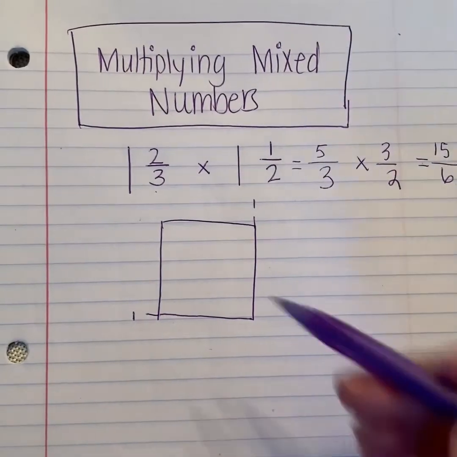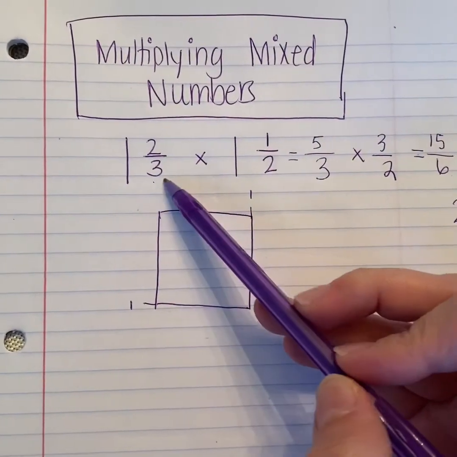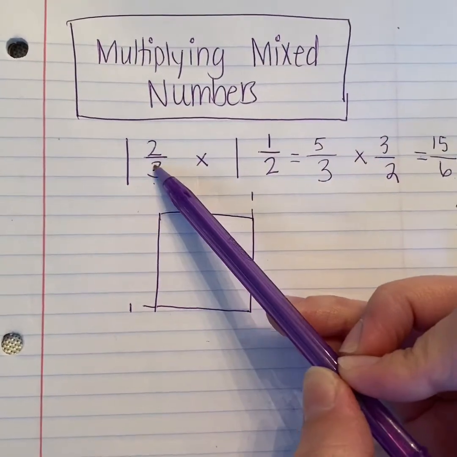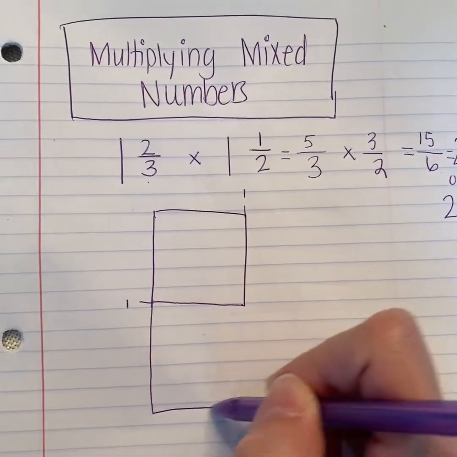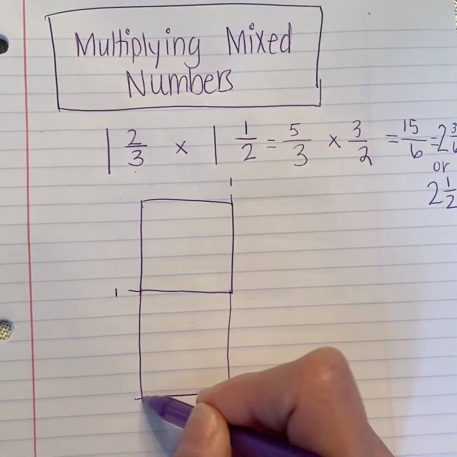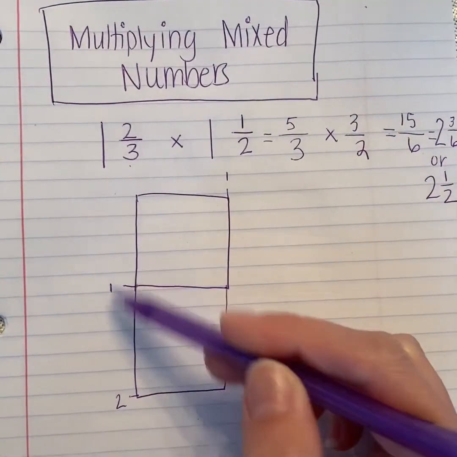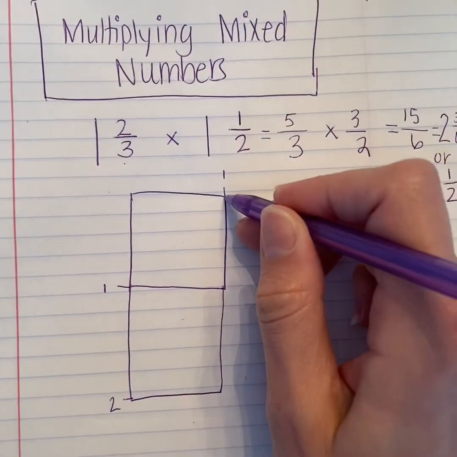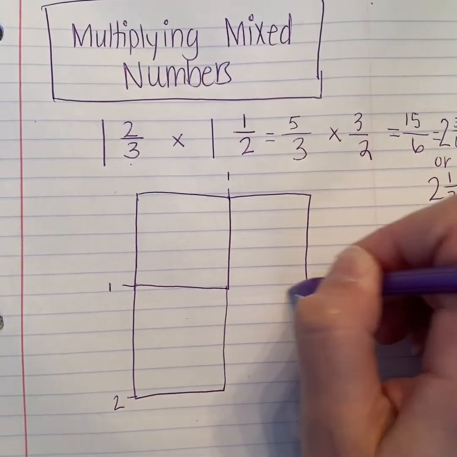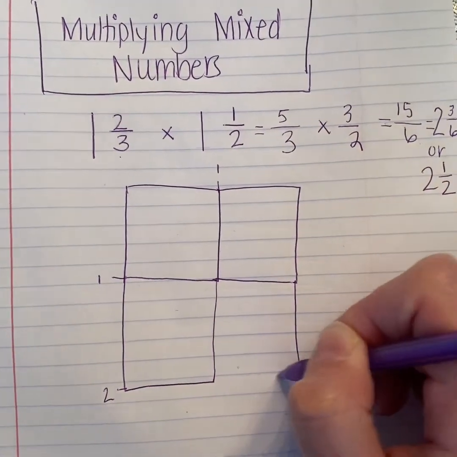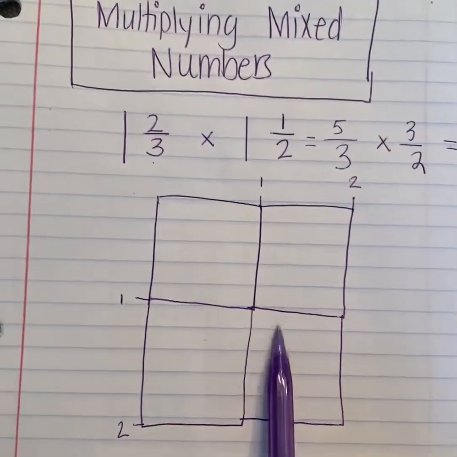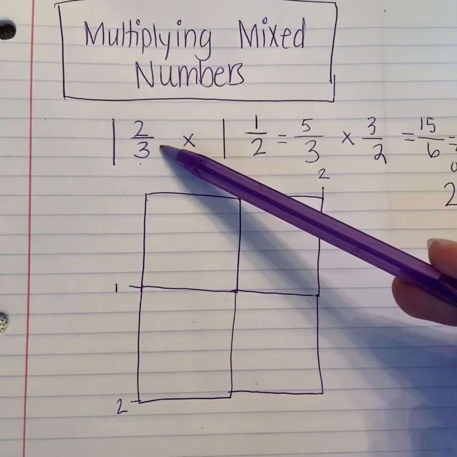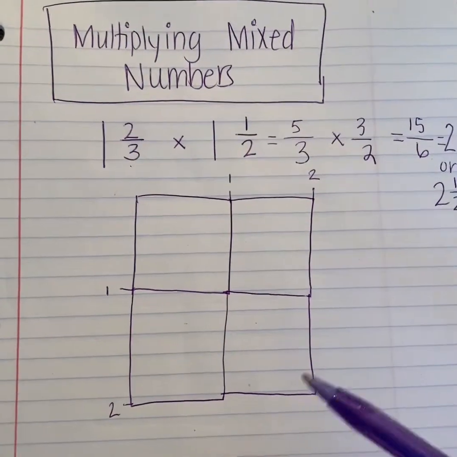Okay, so going back to this model, I have my 1 by 1, but we already discussed that this is greater than 1. So what I'm going to do is make a 2 by 2 piece, and here's why. Because when we go to break these up, I'm going to be able to see the fractional pieces for what they are, and I'll show you exactly what I mean.